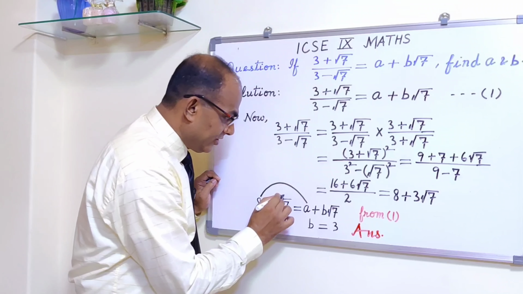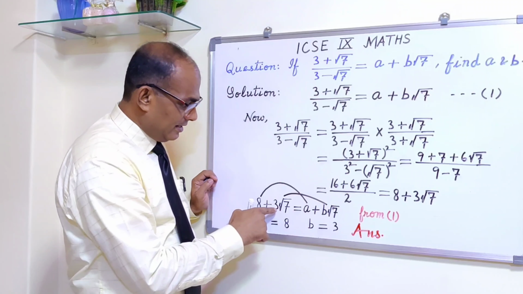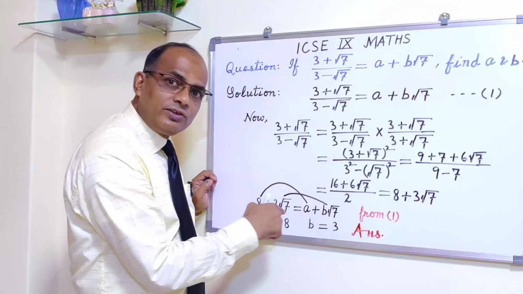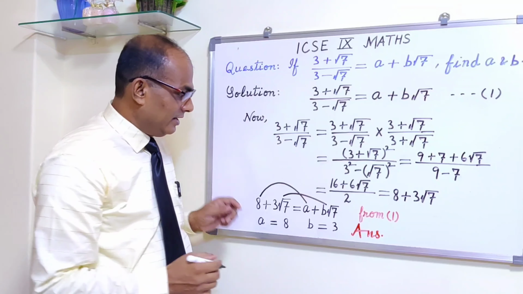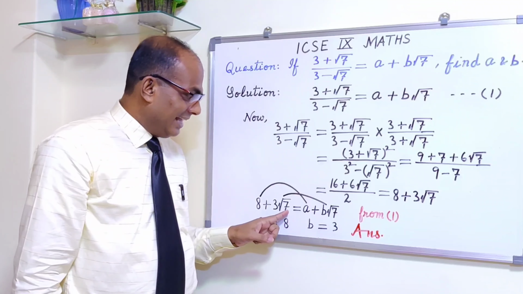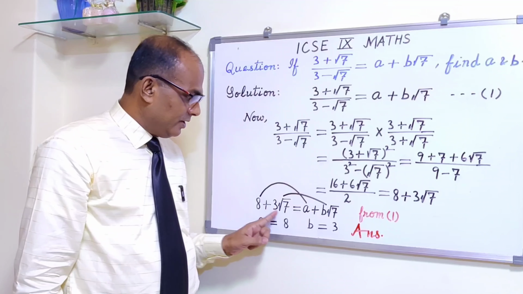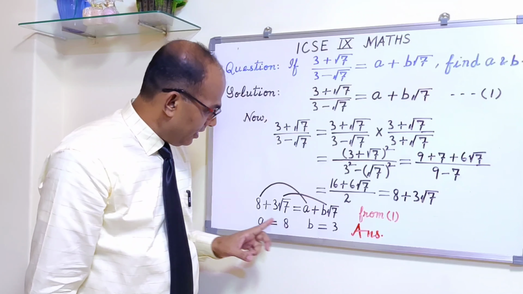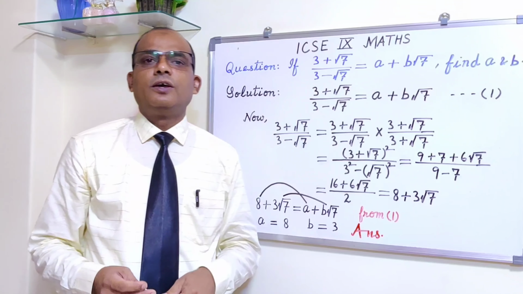And when you compare the irrational part, you get 3 root 7 is equal to B root 7. So root 7 cancels, and you get B is equal to 3. Or you can think like this also. The coefficient of root 7 is B here, and that of root 7 is here 3. So B is equal to 3. Is that fine? Clear? So you got A is equal to 8 and B is equal to 3, and this is your answer. Fine.